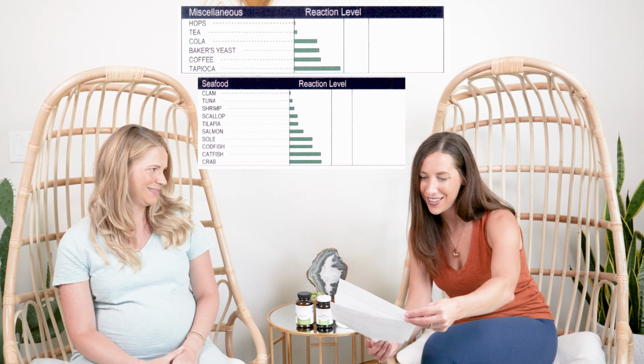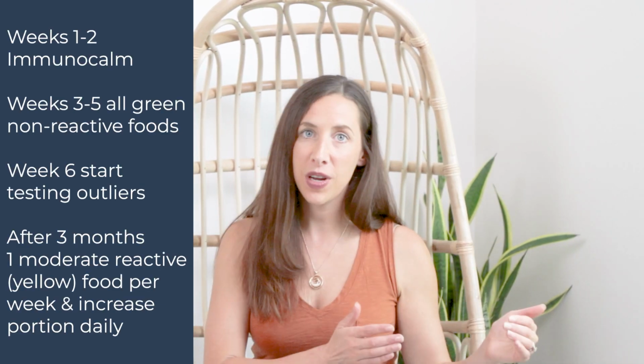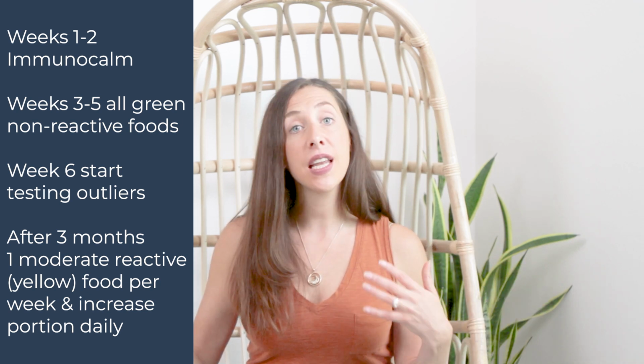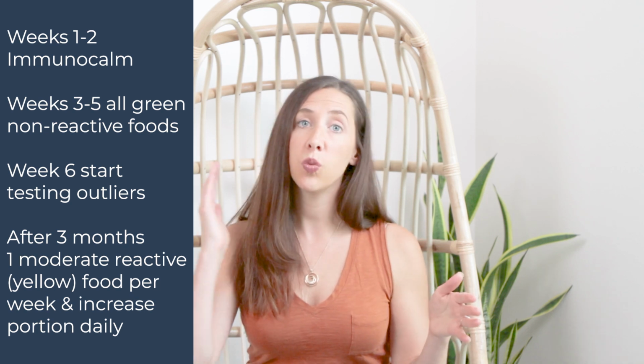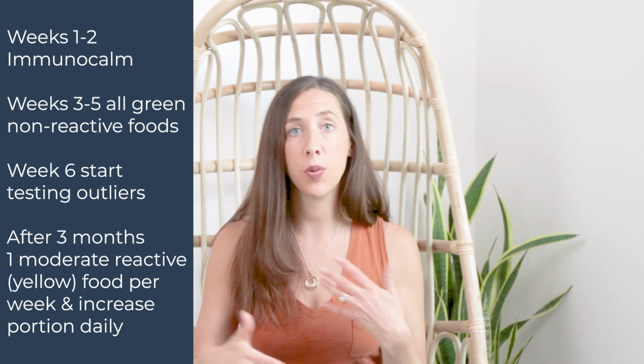Okay, yeah. Cool. So the way we would go through this again is to eat for 2 weeks the least of the non-reactive, then we open up to all of the green foods, then you would explore those outliers, and after the first 3 months, you would once a week introduce each yellow, 1 food per week, increasing the portion per day.